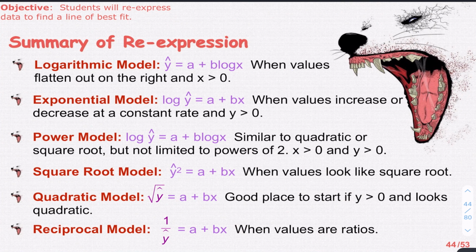So the last bit is just a quick summary. Summary of re-expression. What do we have? We have logarithmic model. We have our exponential model, our power model, which is where we take the log of both of them. We have our square root model, which is either squaring the response variable, or a quadratic model where we're square rooting the y variable, or the reciprocal model. Each of these is useful for curvilinear features, and I want you to think, where are you along this circle?